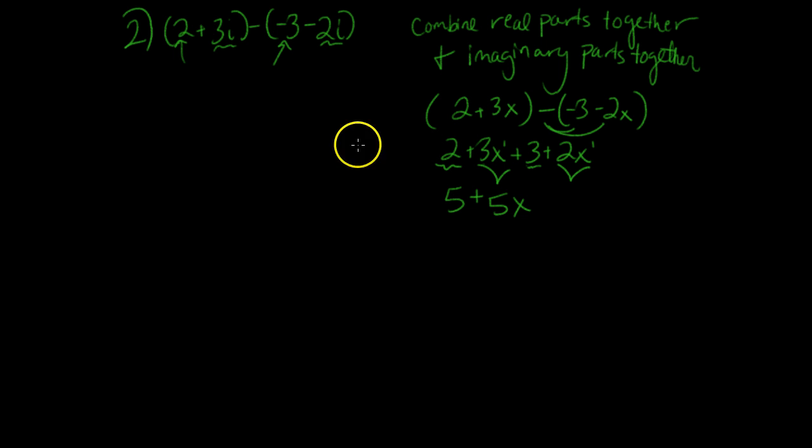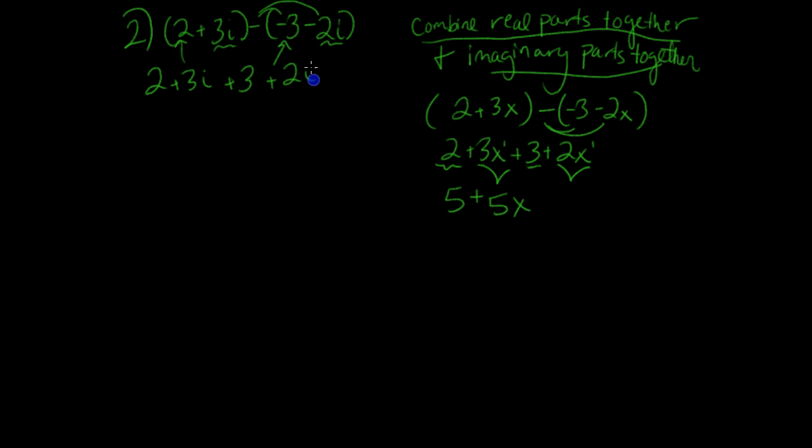So the same for this, only you combine the imaginary parts together and the real parts together. So we have 2 plus 3i plus 3, because I'm changing the signs, plus 2i. I'm going to combine the real parts. I'll do a different symbol. That's 2 plus 3 is 5. And I'm going to combine the imaginary parts. 3i plus 2i is 5i.